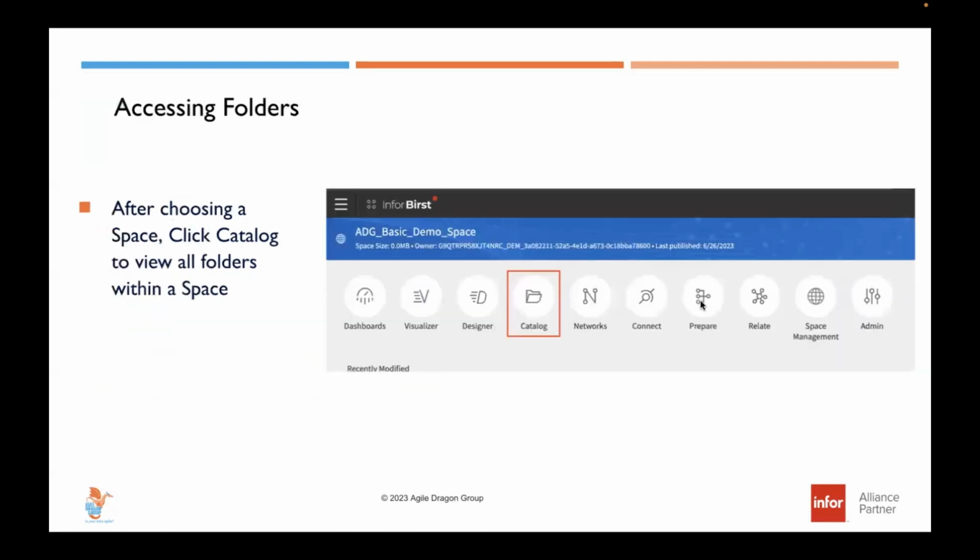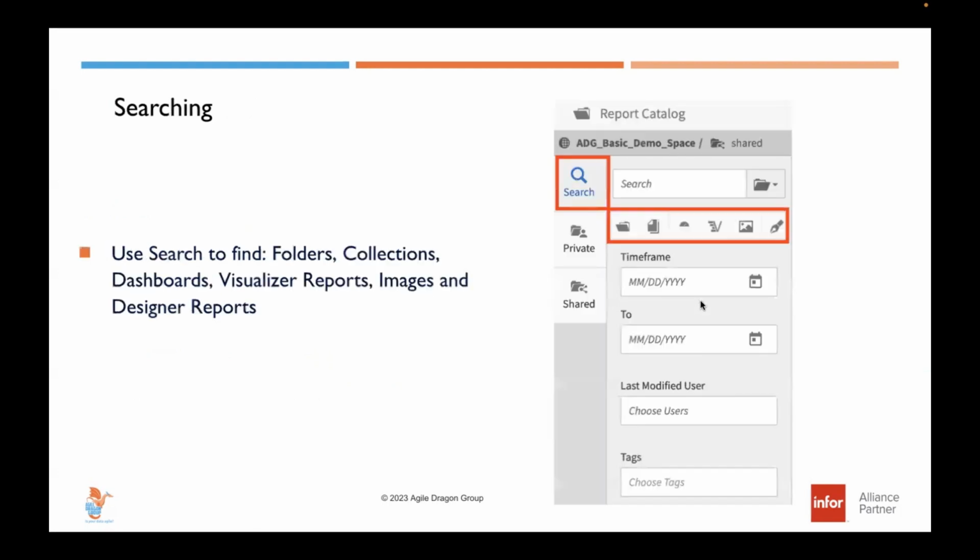In order to access the catalog, first navigate to a Burst space of your choosing, and then choose the catalog icon, which is highlighted in the screenshot. Once you click on catalog, you're taken to the screen that you'll see here, where you can search for assets, you can access the private folder or the shared folder.